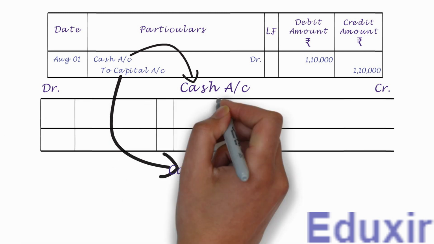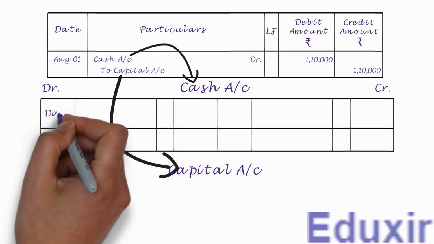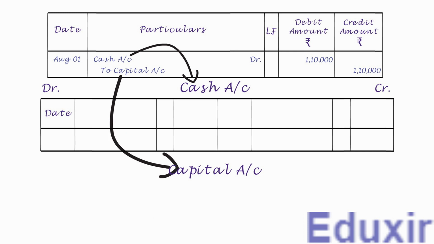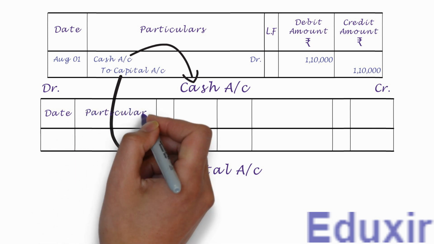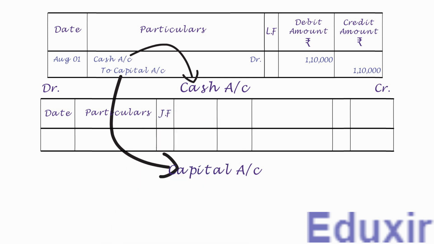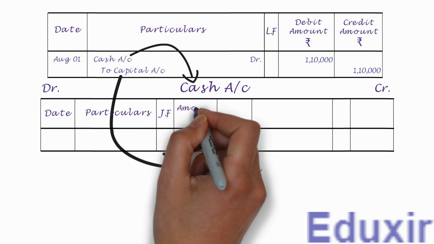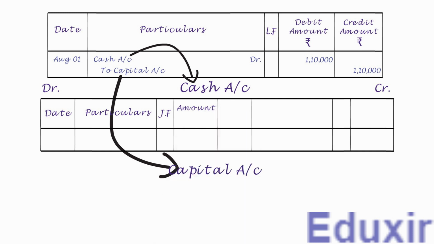Let us also have the columns date, particulars, journal folio and amount on the debit side, and same columns on the credit side also. Now on the debit side, let us first enter the date.